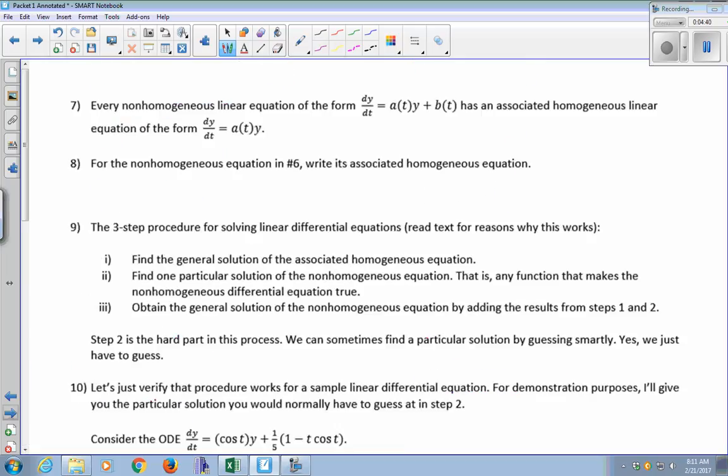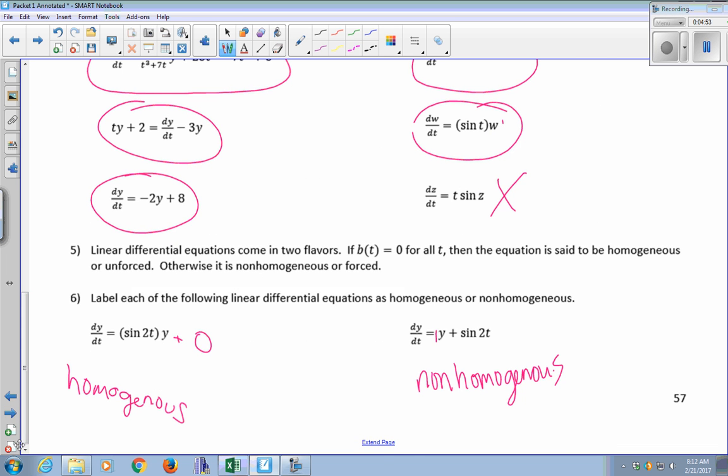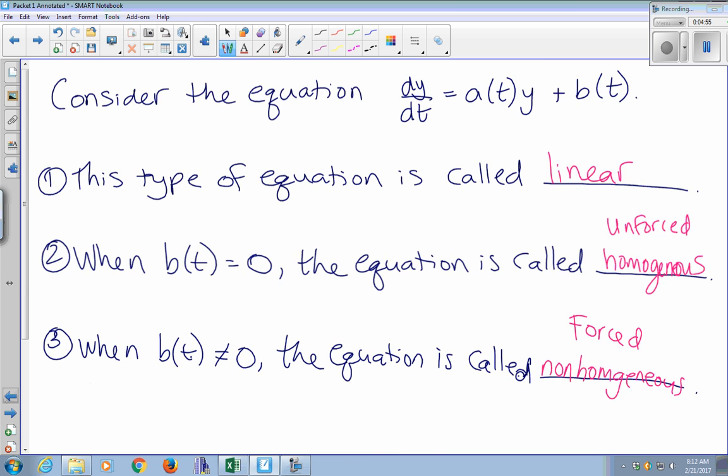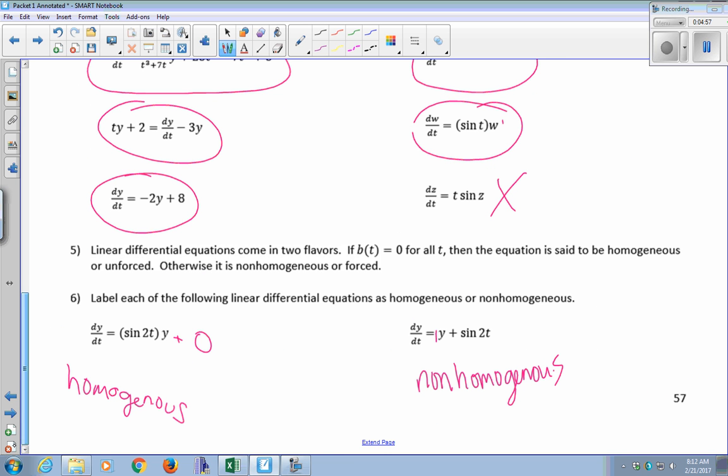Okay, every non-homogeneous linear equation has an associated homogeneous linear equation where you just drop the b of t. Okay. So for the one in number 6, its associated homogeneous equation, we're just going to drop the sine of 2t, so the associated homogeneous equation would be dy dt equals y.